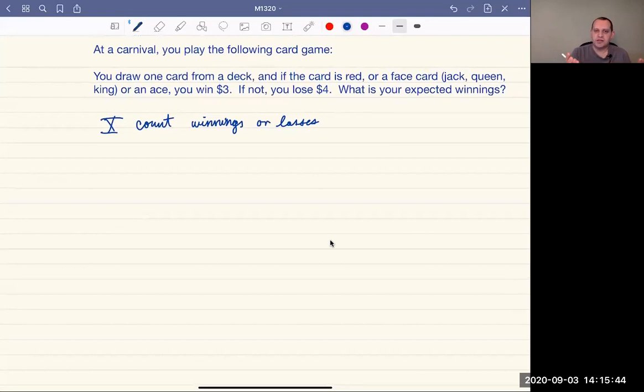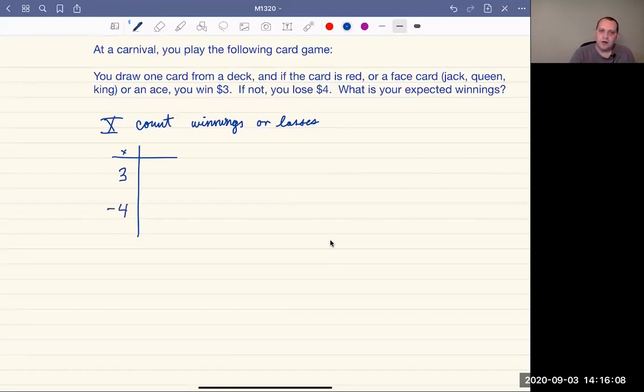If it's none of those things, we lose $4. And then we want to know what our expected profit is, what our expected winnings are. We'll let capital X be the random variable that will denote our winnings or losses. We're going to have two options only. We can either win this game or lose this game, and either we win $3 or we lose $4.